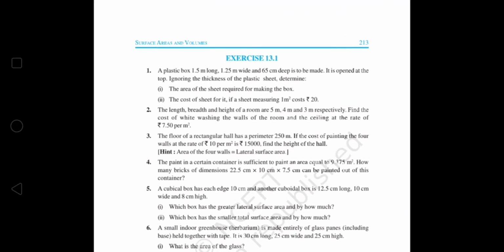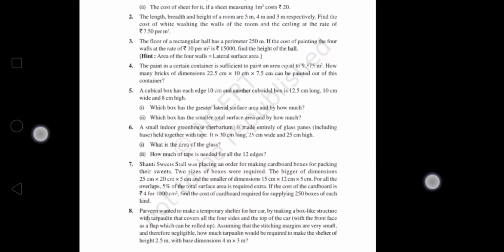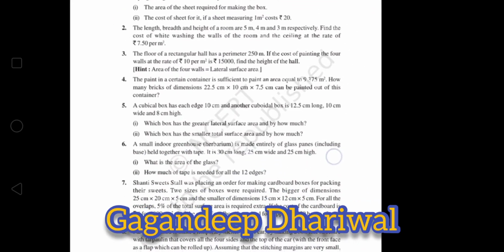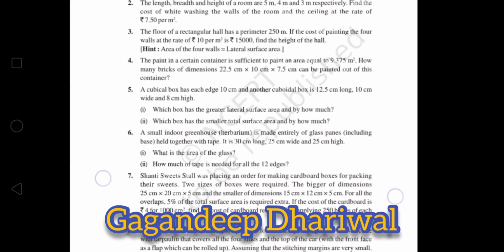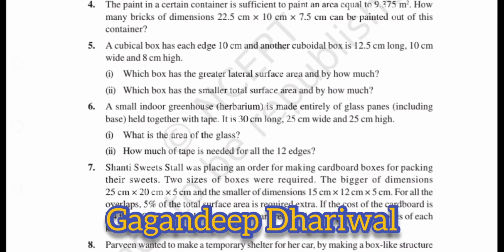Now this is question number 5 of exercise 13.1. A cubical box has each edge 10 centimeter and another cuboidal box is 12.5 centimeter long, 10 centimeter wide and 8 centimeter high. So here the two boxes are given. First is in the shape of a cube and another is in the shape of a cuboid.